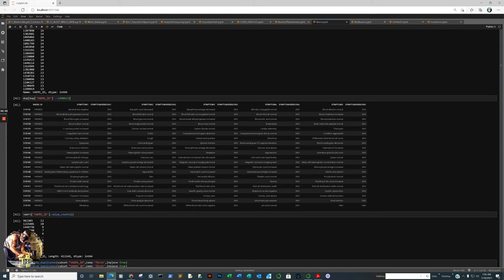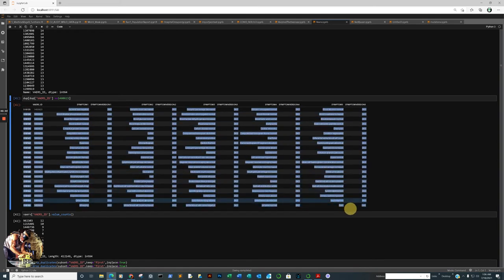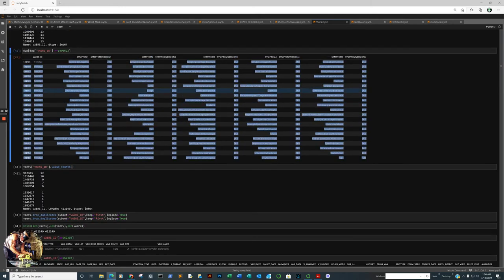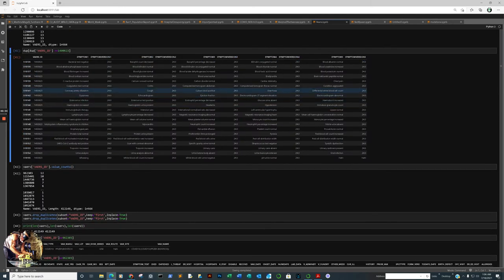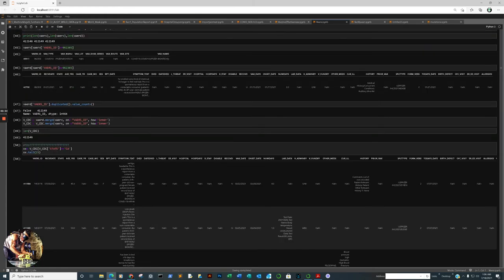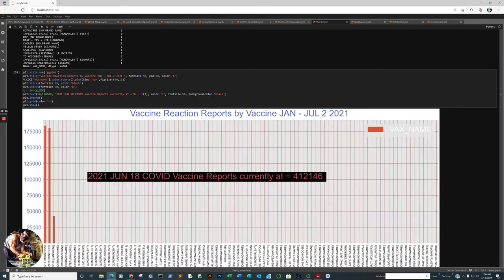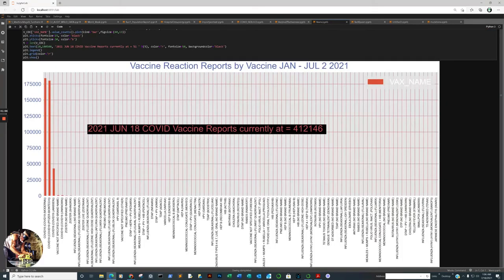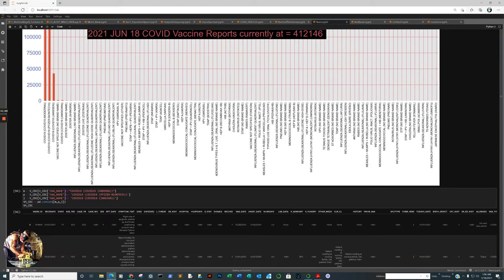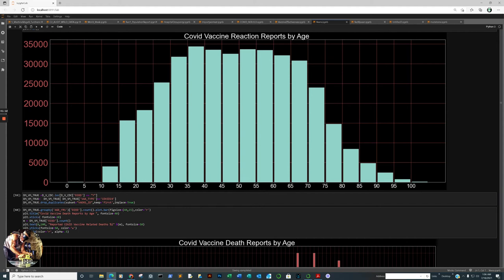For example, here is one ID, 1406023. This is one individual, and this is all of the symptoms that they experienced. If you can even read that in 4K, let's just knock that down. But you get the idea. All right, and let's go down the list. Scroll down. All right, this is vaccine reaction reports by vaccine, as you would see there. COVID-19 vaccine reports by age. Again, maybe it seems superfluous, but it's fairly important. Almost like a little bit of a normalized bell curve there.